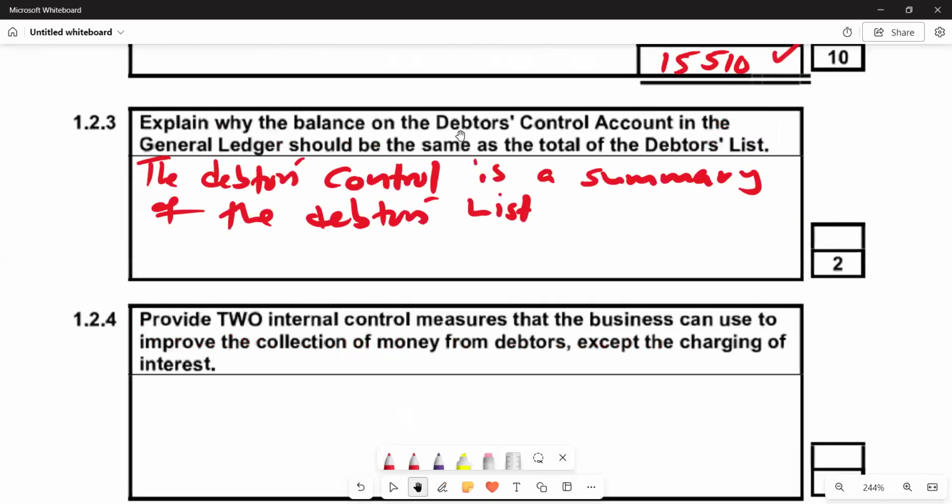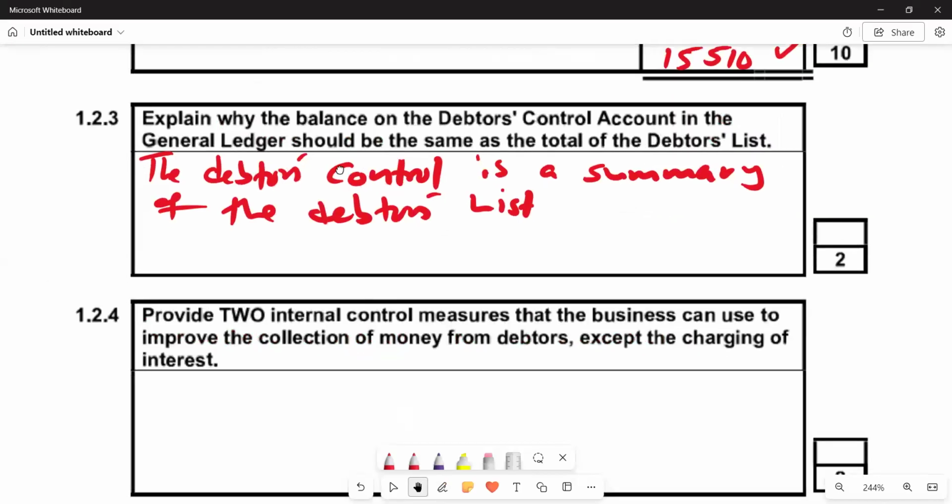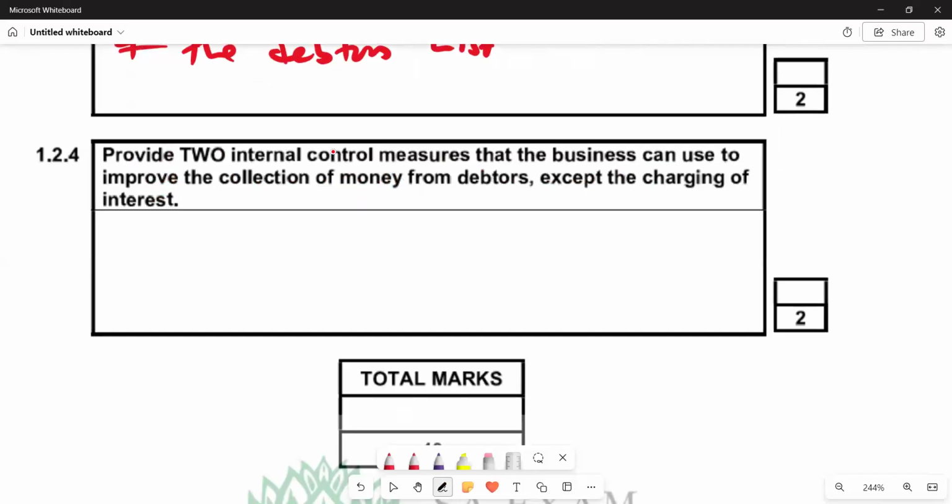Then the next one is saying provide two, which is the last one, provide two internal control measures that the business can use to improve the collection of money from debtors, except the charging of interest. So obviously we have to remind the customers about the amounts that they are owing by sending them reminders. We can use emails, we can use postal letters, or we can use SMS. But due to the modern world, due to technology, the use of emails and SMS are the ones that are now common. So we can say the first point, send regular reminders.